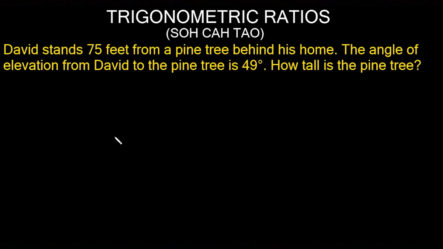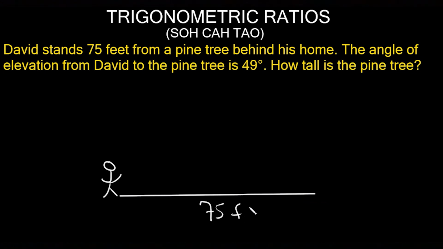So before you do anything, you should go ahead and draw a picture. So that's what I'm going to do. Here's David. So I'm going to put David right here. And we know that the distance from David to the pine tree is going to be 75 feet. So I'm just going to go ahead and put 75 feet as a distance here. This is going to be 75. Okay. And we'll put feet. And then we have the height of the pine tree right here. Okay. So we can go ahead and draw a little tree here. That's good, right? Here's our pine tree.